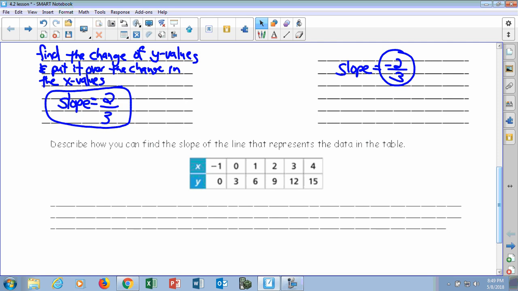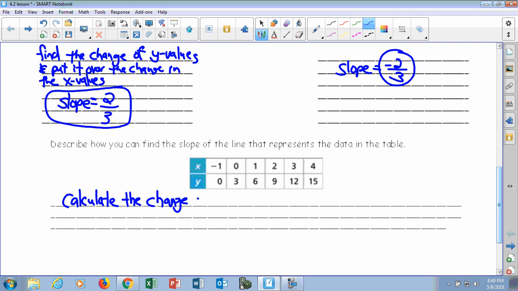All right, so now that you looked, what are we going to try to do? Well, we want to calculate the change, just like we said before, right? Calculate the change in the y values and put it over the change in the x values.